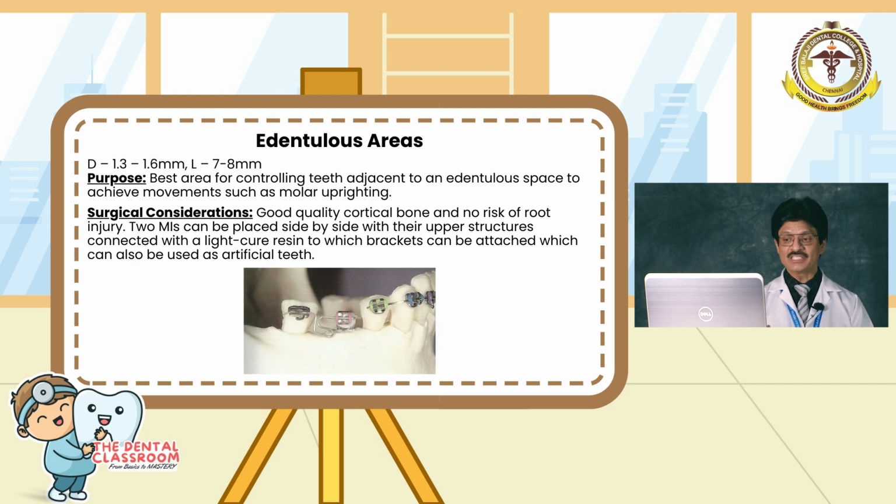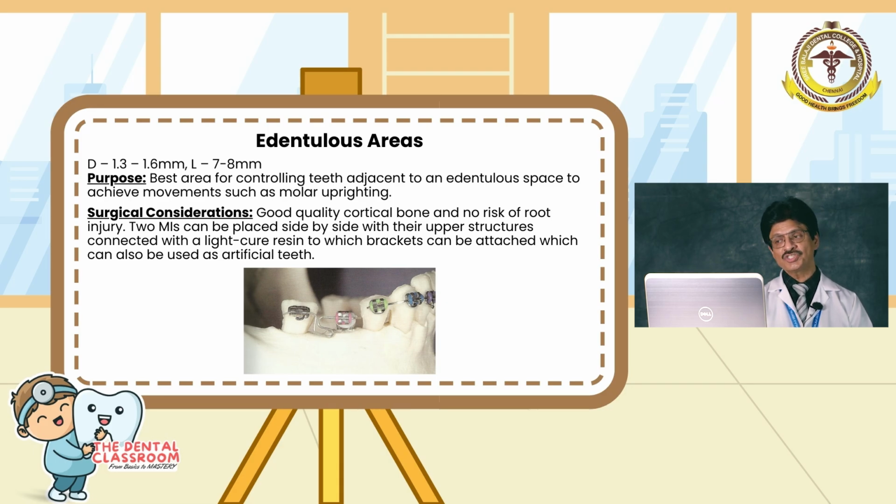Of course, if you have certain edentulous areas, these are the best areas for you to place the microimplant without any impediment from the tooth roots. So a diameter of about 1.3 to 1.6 millimeter can be used, and a length of about 7 to 8 millimeters can be used. So this is the best area for controlling teeth adjacent to an edentulous space to achieve movements such as molar uprighting.